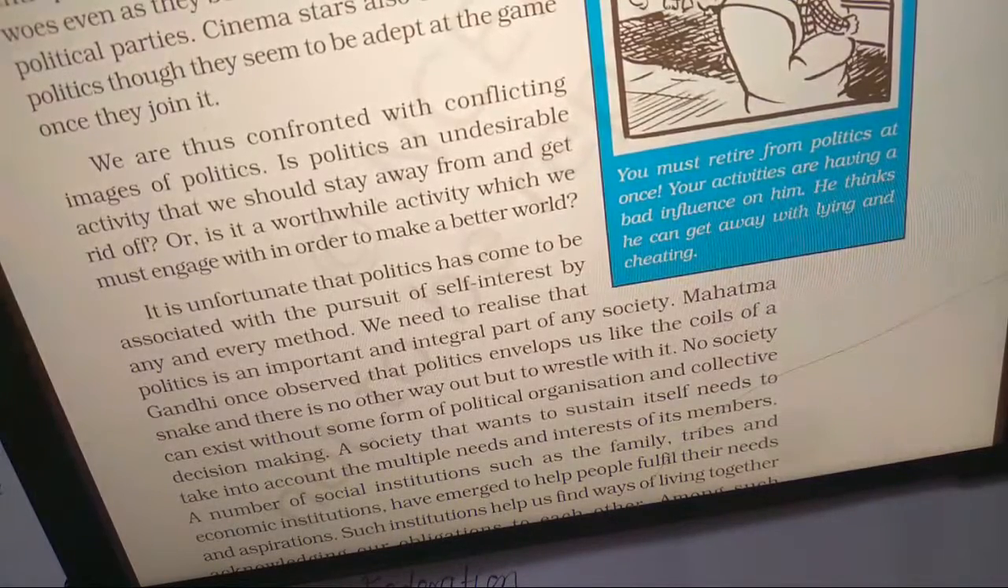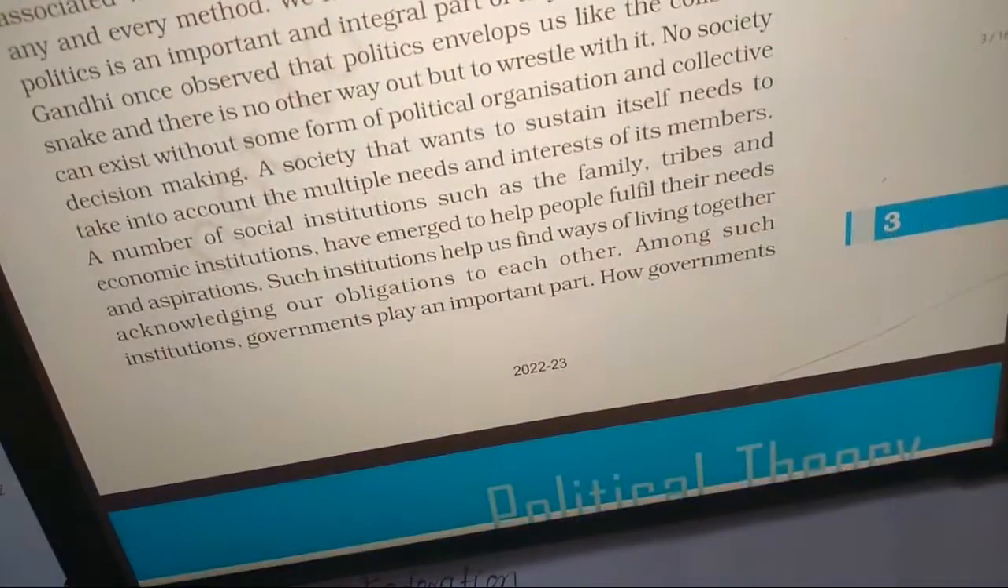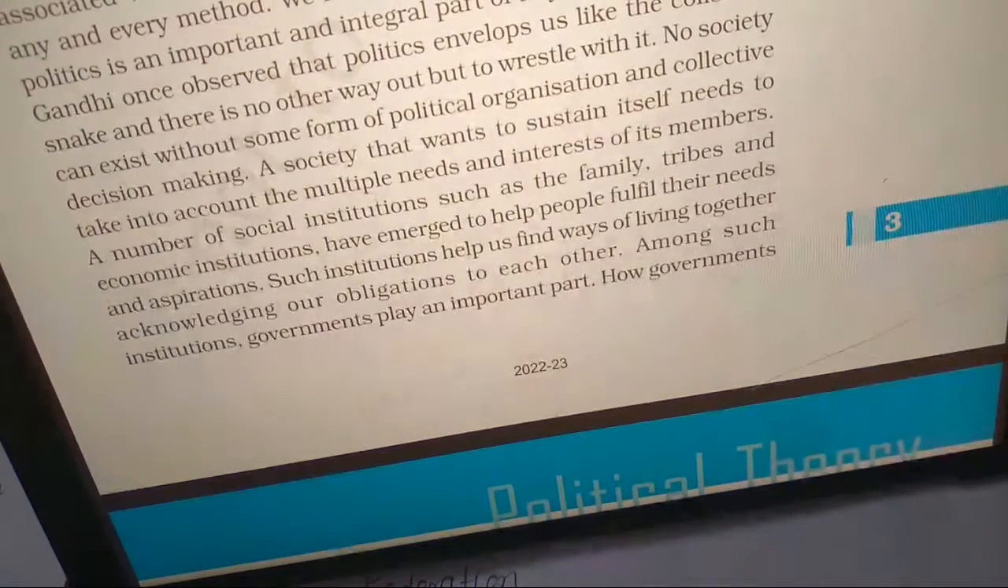No society can exist without some form of political organization and collective decision making. A society that wants to sustain itself needs to take into account the multiple needs and interests of its members. A number of social institutions such as the family, tribes, and economic institutions have emerged to help people fulfill their needs and aspirations. Such institutions help us find ways of living together, acknowledging our obligation to each other. Among such institutions, governments play an important part.